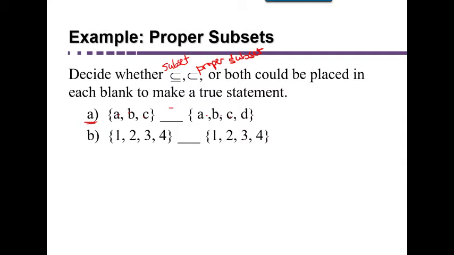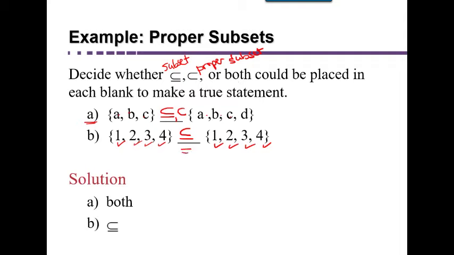Sorry about that, guys. Okay, so sometimes we're asked to decide if we have a subset, a proper subset, or both that could make the statement true. So remember, subset means that it's contained in and possibly equal to the other set. Proper subset means it's contained in but not equal to, so there has to be at least one element of the larger set that's not in the smaller one. All right, so let's look at A. So let's check, is ABC contained in ABCD?